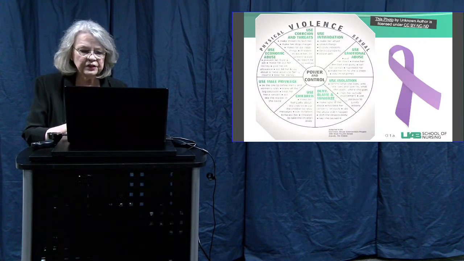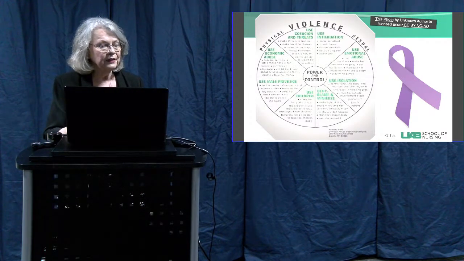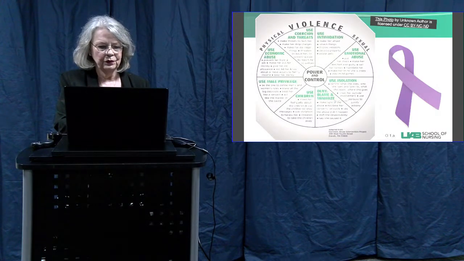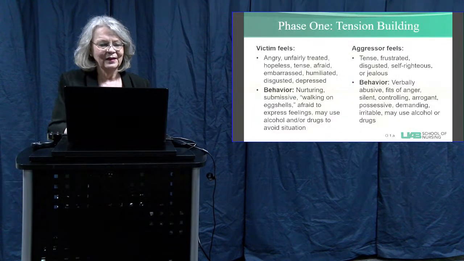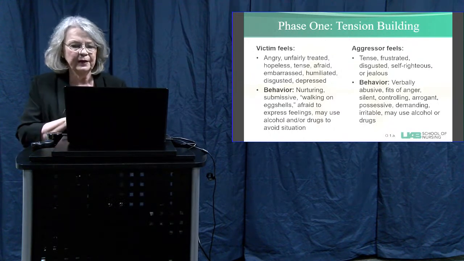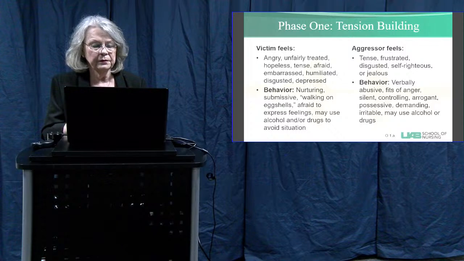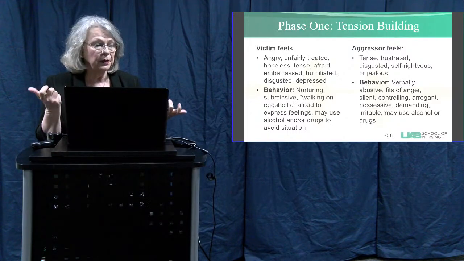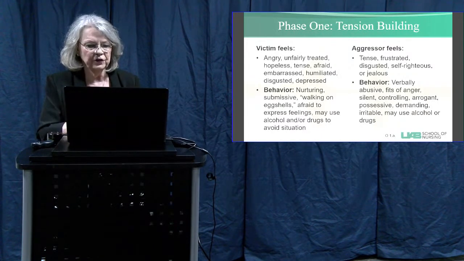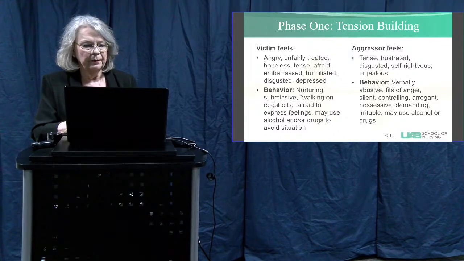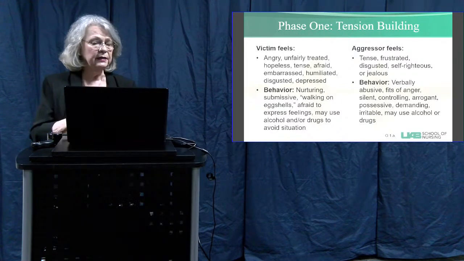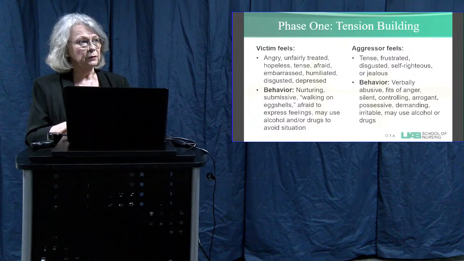As nurses and physicians, we look at the medicine, we look at the biopsychosocial elements, but let's look at the methods that are used to control another. So the victim, again, could be any gender, but it may be a female. Maybe if the couple's LGBTQ plus, maybe a minority. It doesn't matter, but the aggressor, let's look at the first phase. It's tension building. Victim feels angry, unfairly treated, hopeless, tense, afraid, embarrassed, humiliated, disgusted, and even after a while depressed.